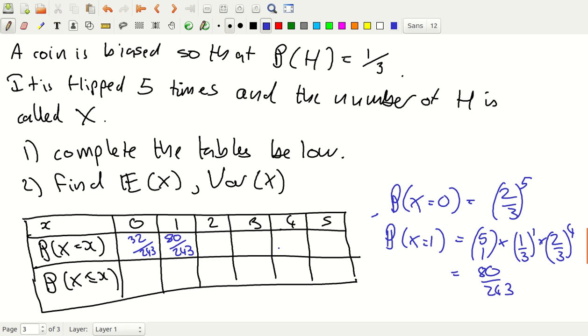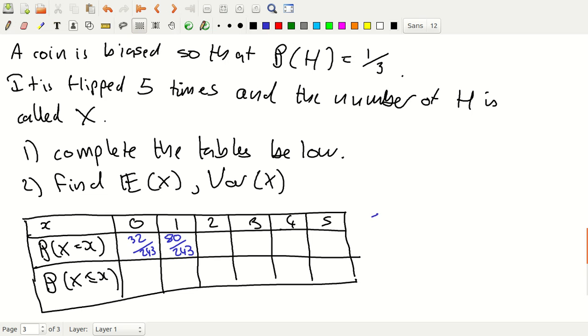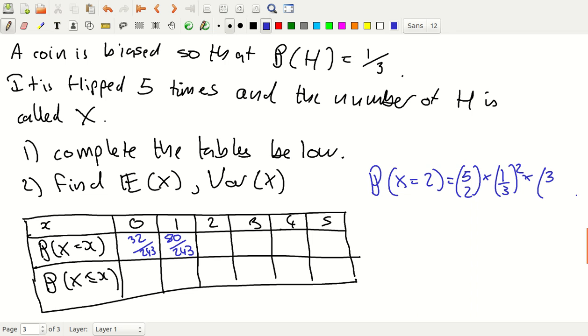Okay, we'll talk about the second row of this table in a second. The probability that x is 2 is very similar. We need to choose 2 of the 5 available slots to put a heads in. How many ways can I do that? That is 5 choose 2. Probability that x equals 2 is 5 choose 2 times, then in each of the 2 specific slots the heads needs to come up, that's 1/3 squared, and then the tails needs to come up in the other 3 slots. Sorry, that should be 2/3 cubed.